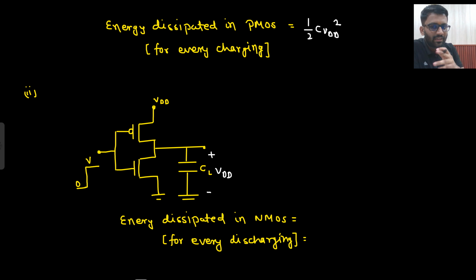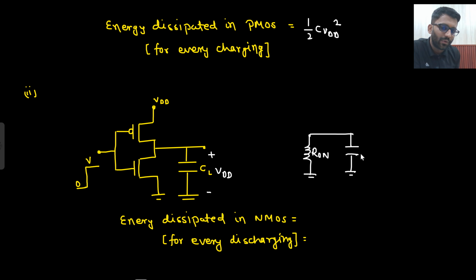Right? Now what will happen? This V will come into action, and then this NMOS will turn on. If the NMOS turns on, then it will be replaced with a simple resistor. So this question also we should have solved, but I hope you know it already. If this is charged to VDD, it is having half C VDD square energy.